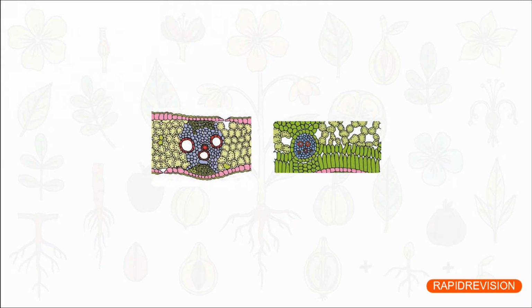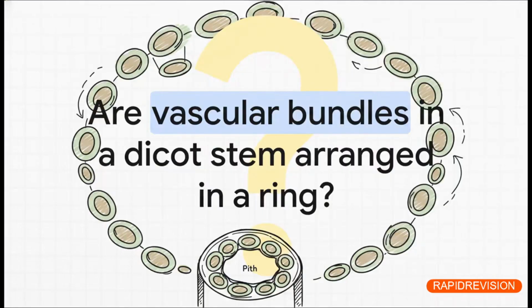So, ring equals dicot. Scattered equals monocot. Now, connect that visual directly to this recent NEET 2024 assertion reason PYQ. The assertion says, in a dicotyledonous stem, vascular bundles are arranged in a ring and are described as open. Is that true? Absolutely. We literally just talked about the ring arrangement, and we know dicot stems have cambium to open up secondary growth. So both the assertion and the reason are perfectly true.